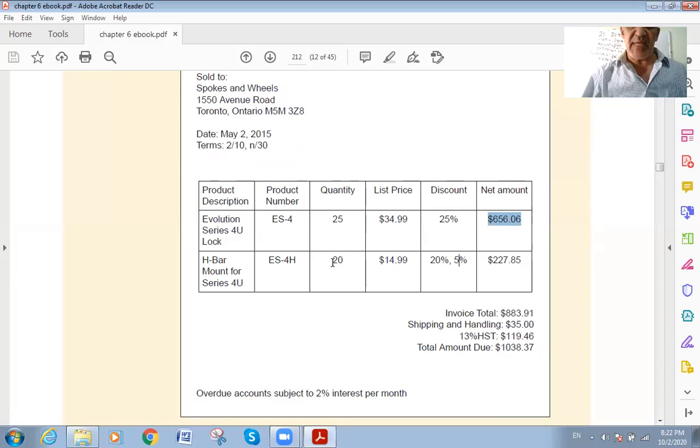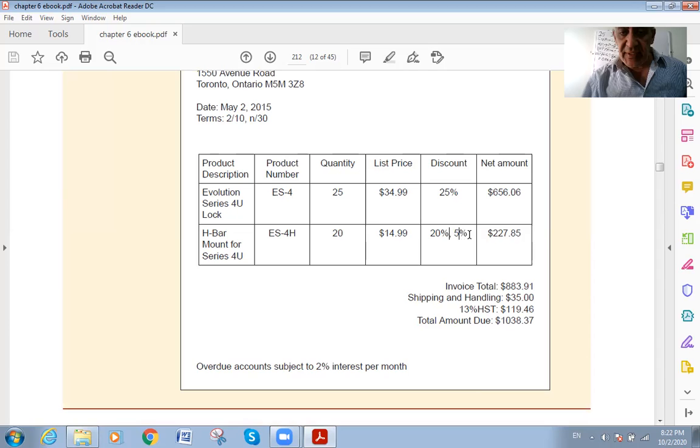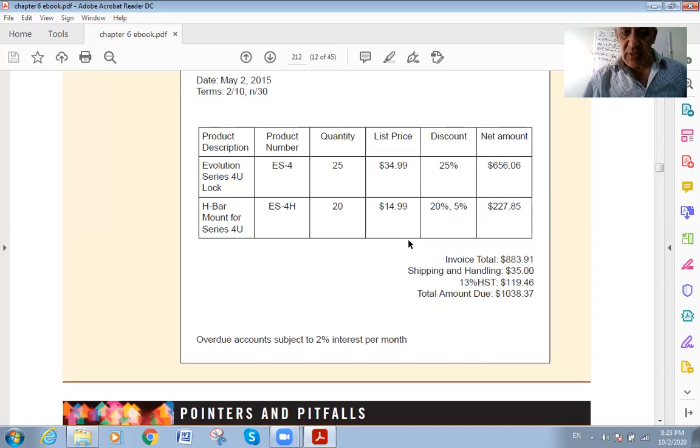So you will multiply 20 by 14.99. Then the discount rate is 20%. So you will check the 20%. It will give you the amount 227.85. Okay? Can you do this? Please do it.